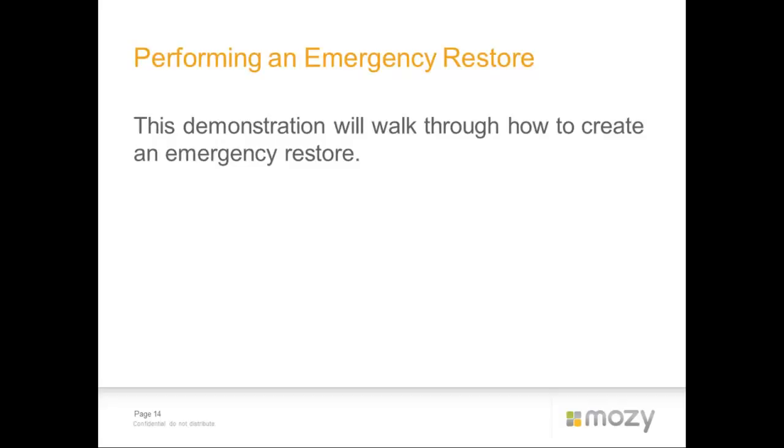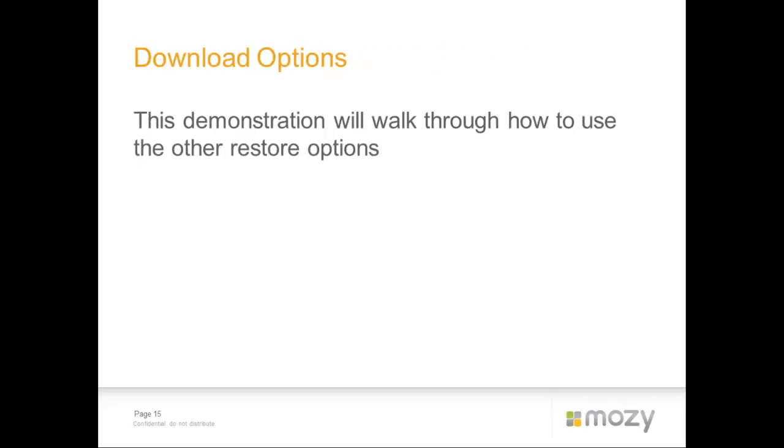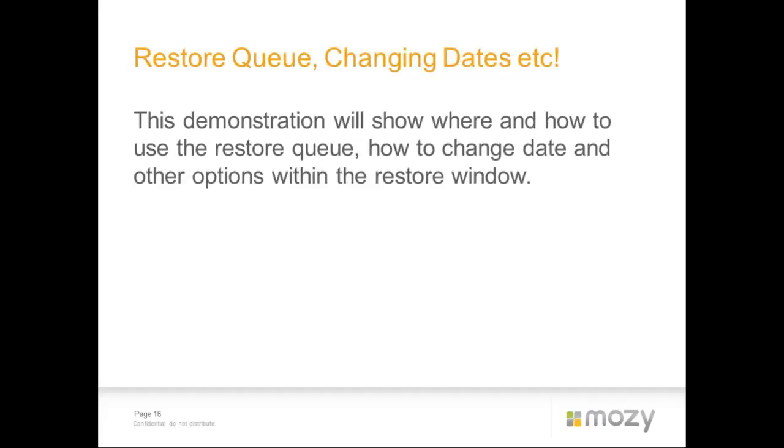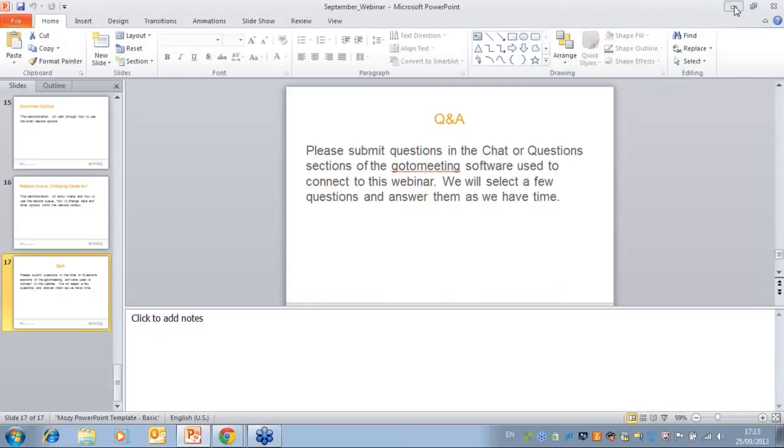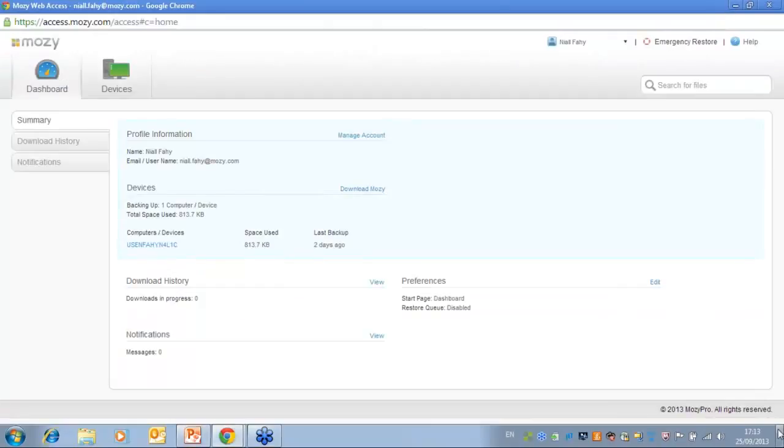So now we'll just go through performing an emergency restore. Then I'll go through the download options, and then we'll go through the restore queue and how to change dates and so on. So just bear with me a second.